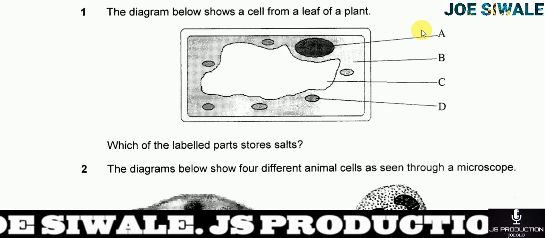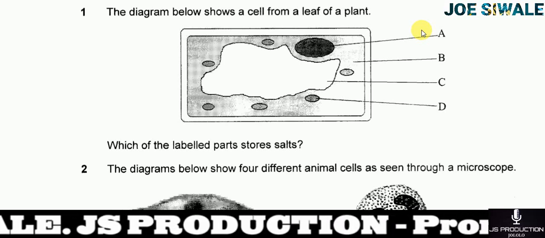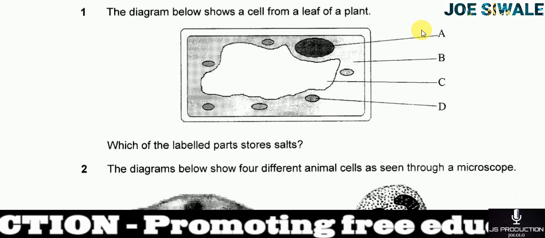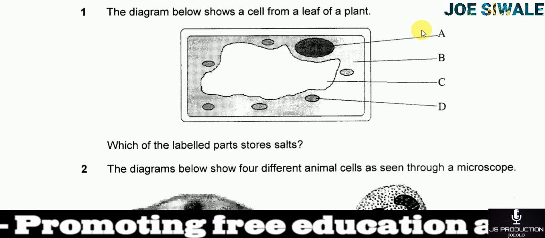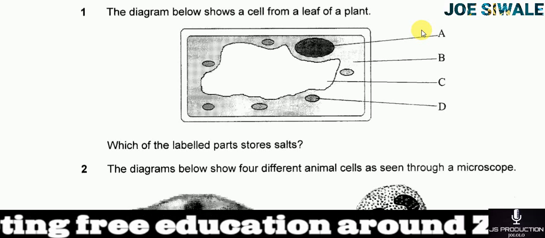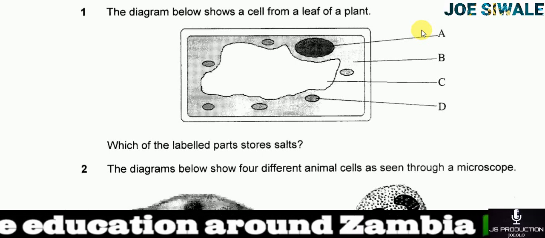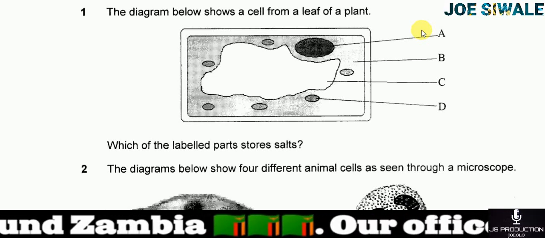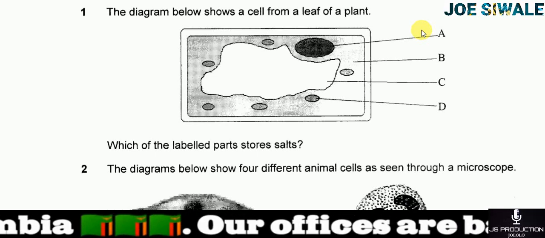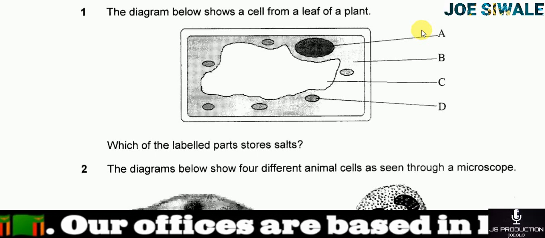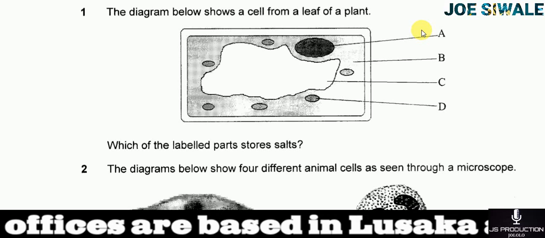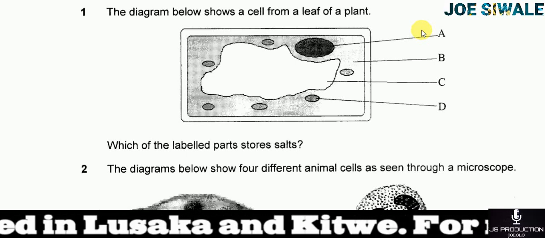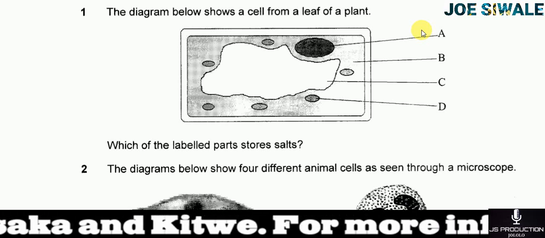So question 1 reads, the diagram below shows a cell from a leaf of a plant. So as you can see, that's the diagram. So part A, that's the nucleus. The function of the nucleus is to control all the cell activities. Part B, that's the cytoplasm. The function of the cytoplasm is to store all the nutrients of the cell. Part C, that's the vacuole. The function of the vacuole is to store the cell sap.